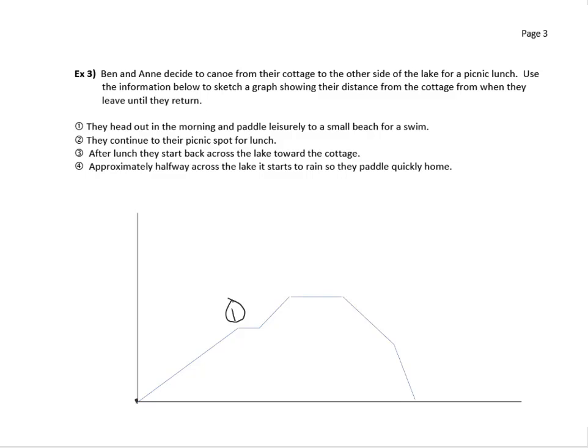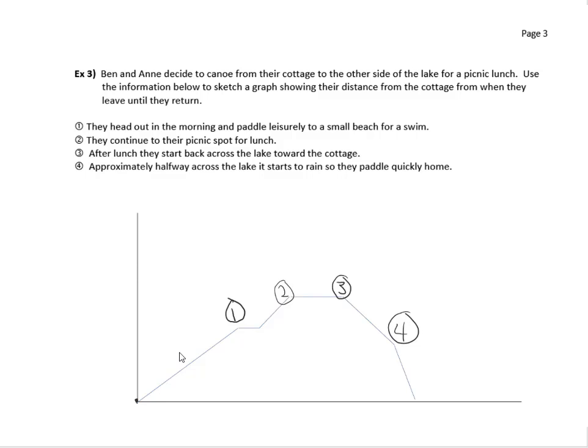Then they continue to their picnic spot, and I'm guessing that they're not going quickly. It doesn't actually say. We're just going to assume they're going about the same speed. And then there's a horizontal line because they stop for their lunch. And then they start returning home here. Likely not paddling very quickly, but then it starts to rain here. And that's why they start paddling very, very quickly, and that's why that slope gets much steeper.